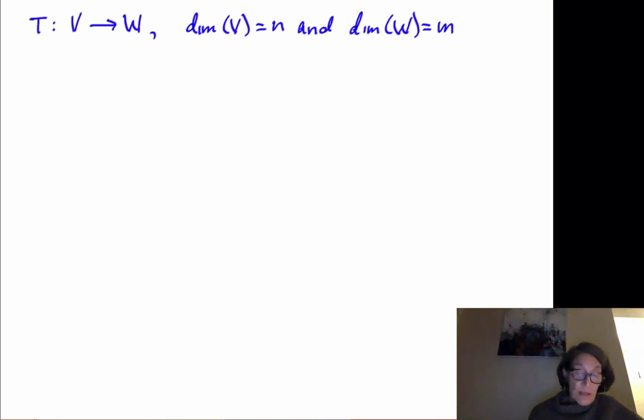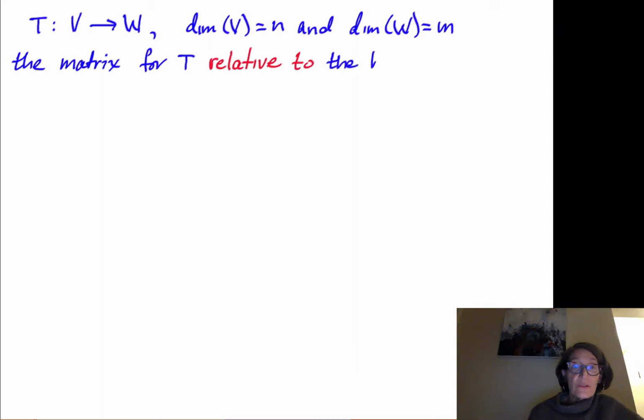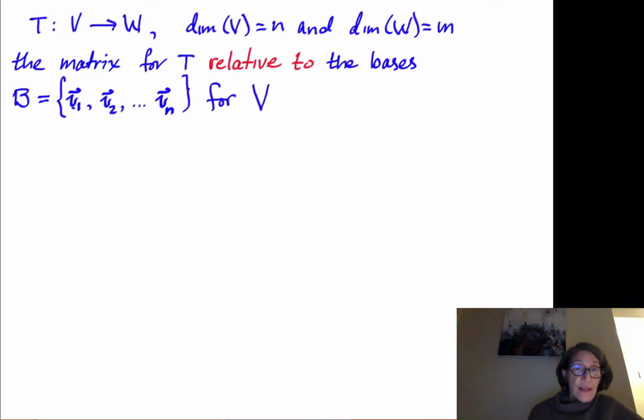Then the matrix for this linear transformation relative to the two bases. The first basis is B, a basis for the vector space V, that's v1, v2, up to vn. And the second basis is B prime, and that's a basis for W.